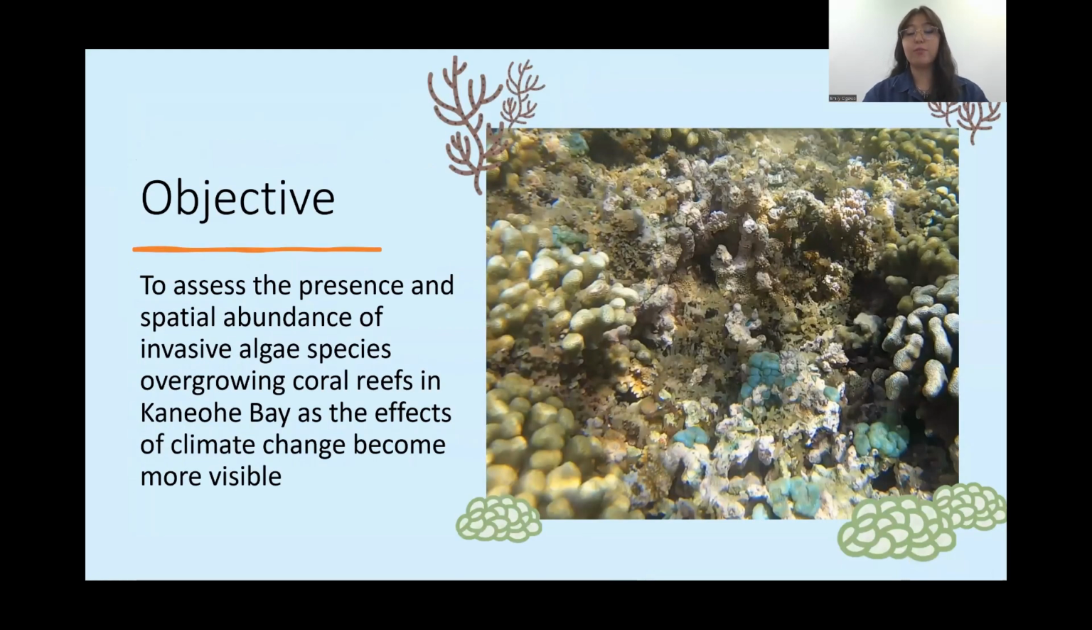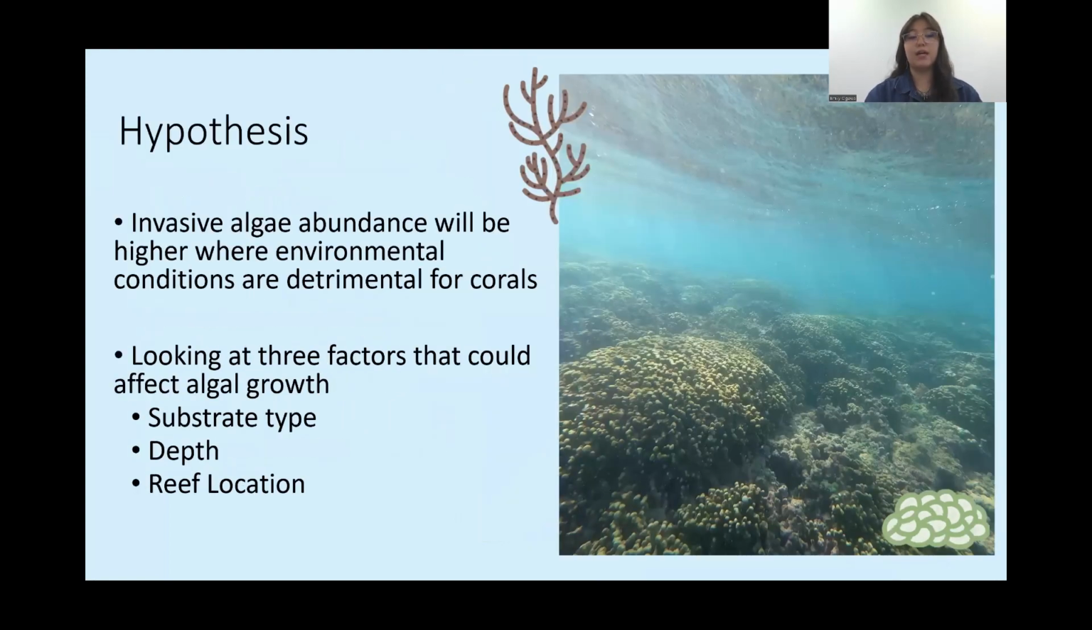So the objective of my study was to assess the presence and spatial abundance of invasive algae species overgrowing coral reefs in Kaneohe Bay as the effects of climate change become more visible. My hypothesis was that invasive algae abundance will be higher where environmental conditions are detrimental for corals, and I wanted to look at three factors that could affect algal growth: substrate type, depth, and reef location.